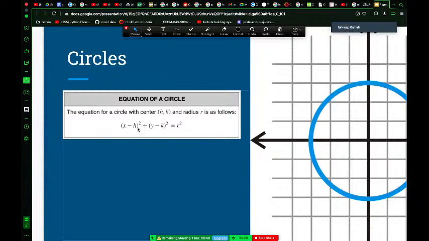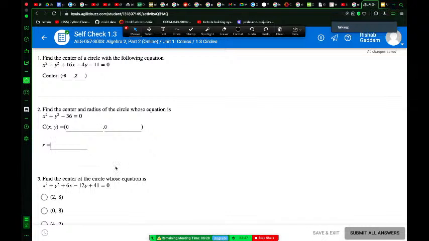Can you see the screen? This is the equation for a circle. Can everybody see the screen? Yes, we can. Okay, so yeah, that was the equation for a circle.